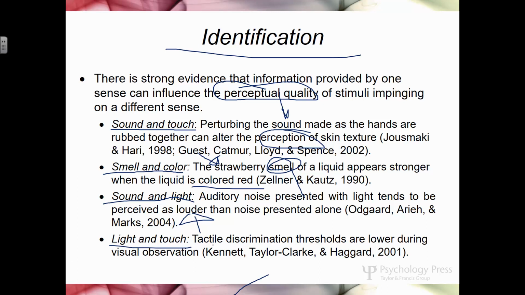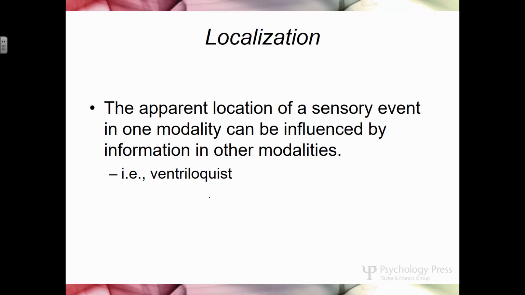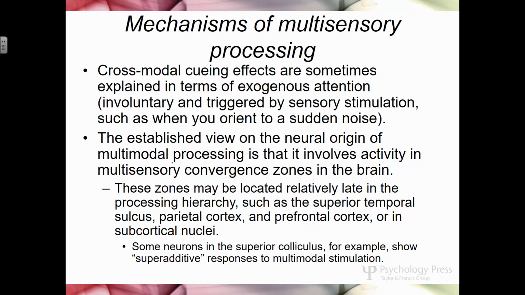Also, light and touch. Tactile discrimination thresholds are lower during visual observation. So you can actually look at something and get a pretty good idea about it. All right, we already talked about a ventriloquist, so we can skip that slide. That was a fun thing. What do we want to think about here?